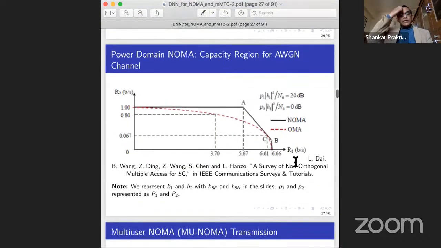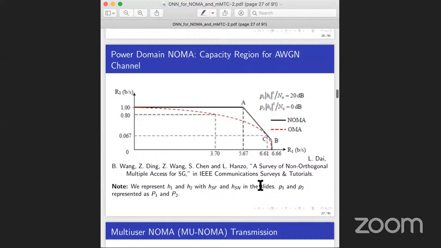So if you look at the capacity equation, the regions, assuming of course deterministic H, we can see that the regions attained by OMA are like this, orthogonal multiplexing. The regions attained by non-orthogonal multiplexing are like this, which is what makes non-orthogonal multiplexing so very attractive. Right? This figure is extracted from one survey.